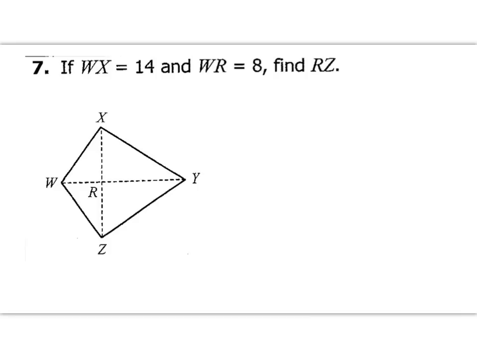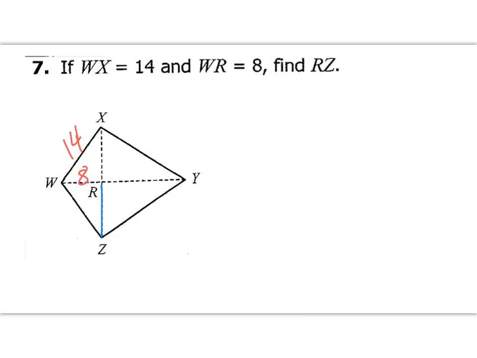Alright, last but not least, we're going to do problem number 7, which has to do with kites. We know that number 7 is a kite, and we are given that WX equals 14. Let me rewrite that. 14. There we go. And we're given that WR is 8. We want to find RZ, so we're looking for this side right here.